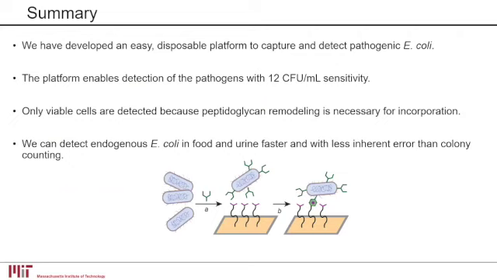And so what we've been able to do here is to use the inherent activity of those E. coli to incorporate that boronic acid amino acid to develop an easy and disposable platform to capture and detect pathogenic E. coli. Our limit of detection for this is between 12 and 15 CFU per mil, which, as I mentioned, is several orders of magnitude below the infectious dose. And importantly, we only detect viable cells because we require that active peptidoglycan remodeling to incorporate that amino acid. And from this, we can detect endogenous E. coli in food with less inherent error and several days faster than the current gold standard method.